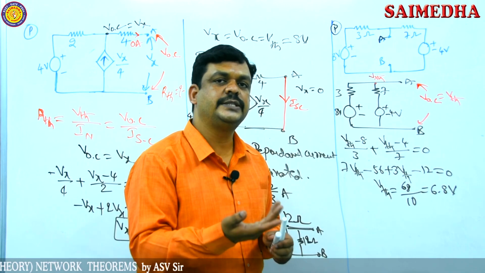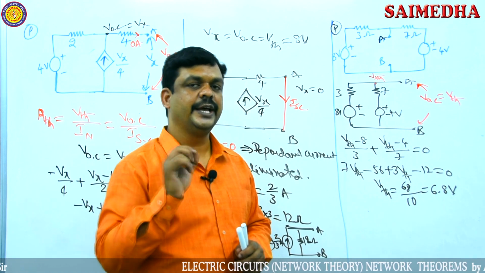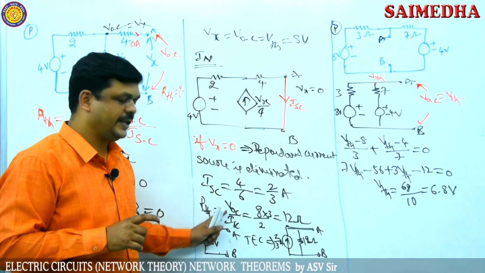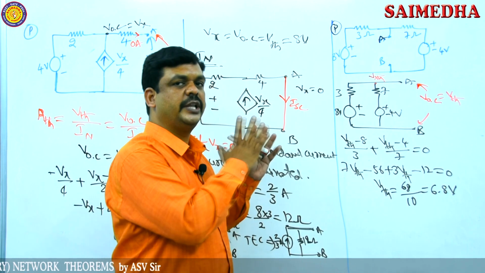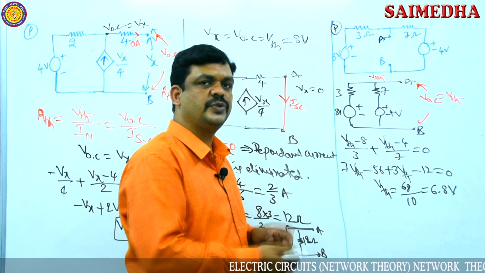Then our requirement is Thevenin's resistance. To find Thevenin's resistance, two techniques are there. If the network consists of a dependent source, apply the formula VOC by ISC. If the network consists of only independent sources, then directly remove all the independent sources. Now the network has only independent sources, so remove all the independent sources.